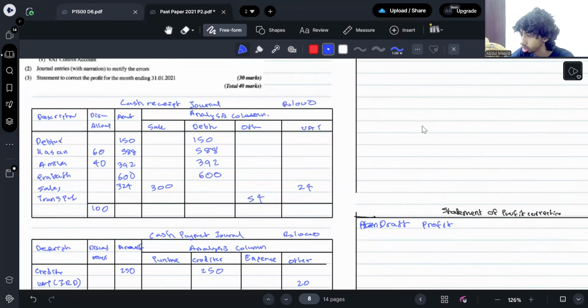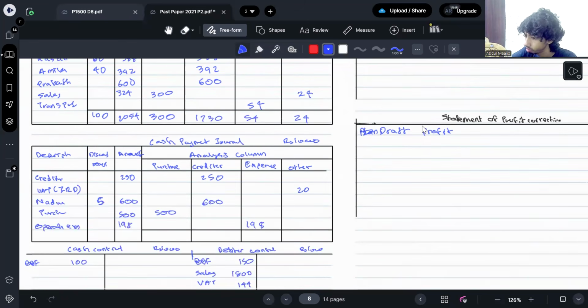Discount allowed 100. Cash receipt value: 150 plus 588 plus 392 plus 600 plus 324, 2054. 300. 150 plus 588 plus 392 plus 600, 1730. 54. 24. Cash payment journal.